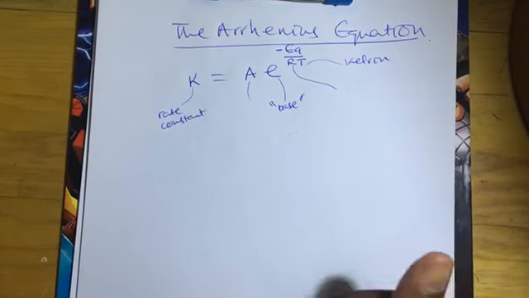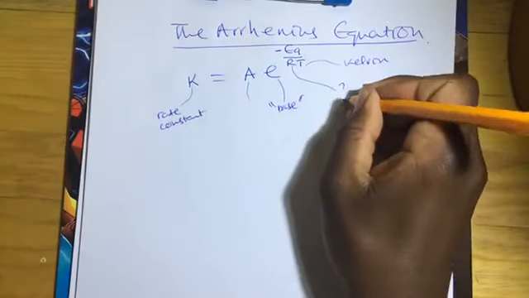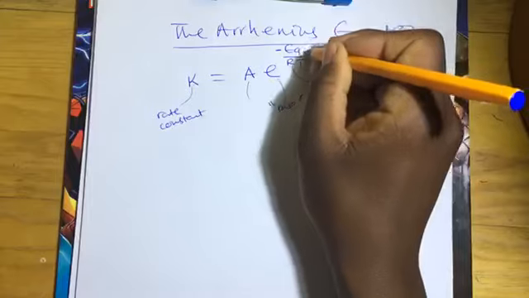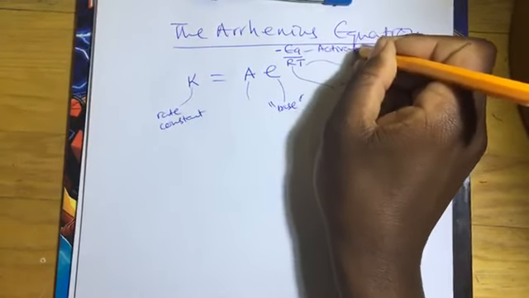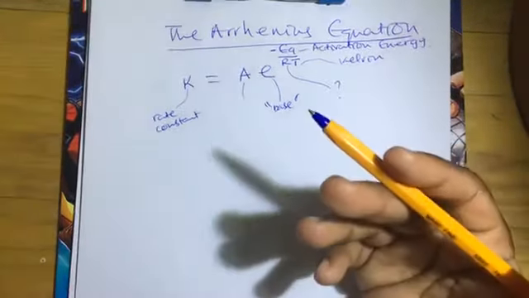What are the two values of R that you can remember, the universal gas constants? Then Ea is the activation energy.